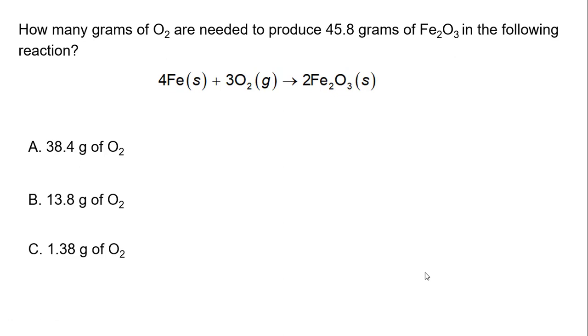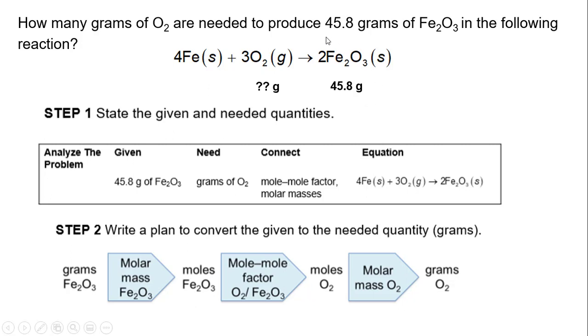Let's do another one. How many grams of oxygen are needed to produce 45.8 grams of iron 3 oxide in the following reaction? So we really don't need to worry about this here, because we can refer back to it if we need to, but we still need to find the answer. So I really wouldn't even worry about looking at this. I would just focus on doing the problem. So here we have 45.8 grams of iron 3 oxide as the product, but we want to know how many grams of oxygen it took to produce this.